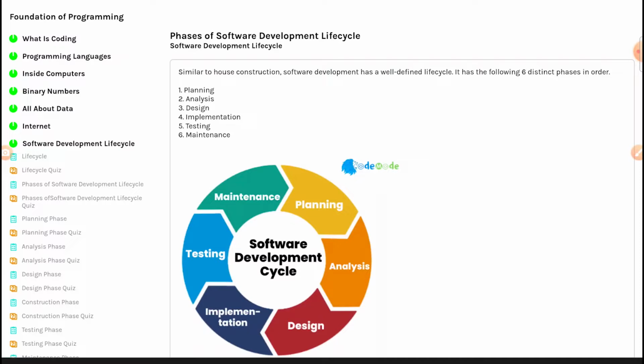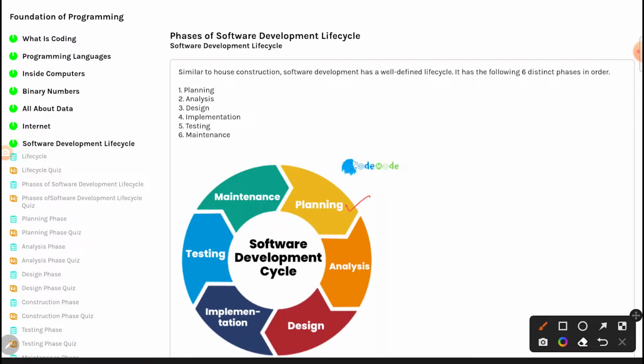Let's begin. In the previous class, we learned about what is a life cycle, and we also drew an analogy of home construction life cycle and understood different phases required. Formally, a software development life cycle has 6 distinct phases. The first phase is planning.